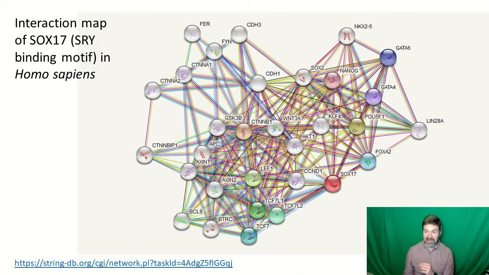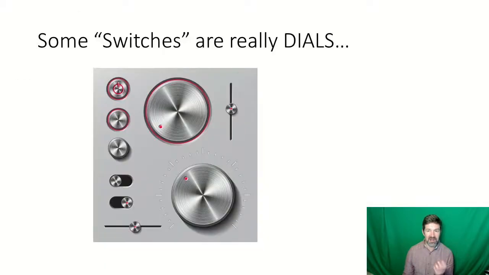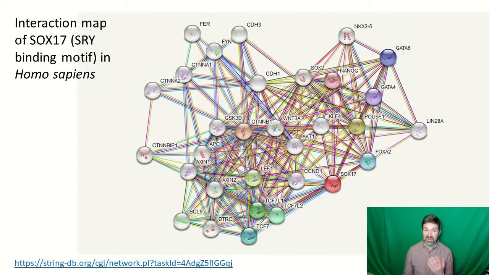And so when we look at these, and this is the SRY binding motif, so this is physically how this protein can interact with other proteins, we can see that these have a lot of different points of control in that developmental pathway. Every one of these points is actually a switch, but a switch isn't the best analogy. Kind of a dial is really the best analogy. Because though many genes can be just on or off, there's just as many genes out there that you can dial up or dial down.